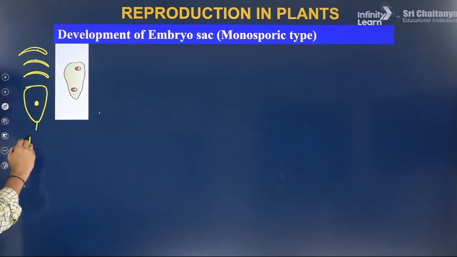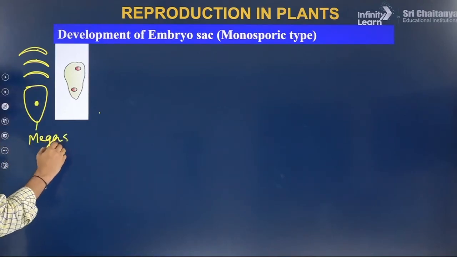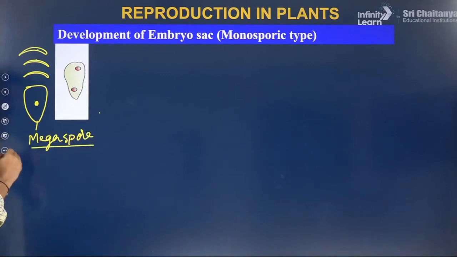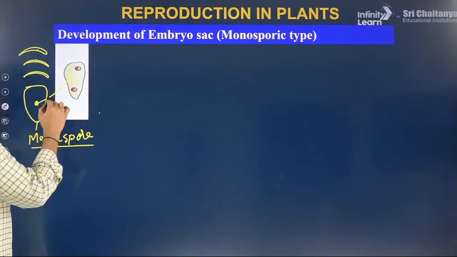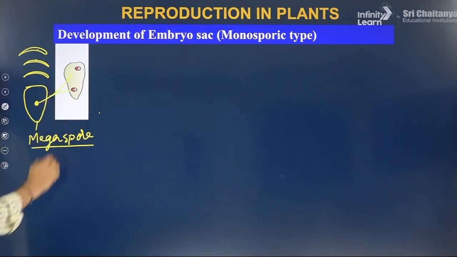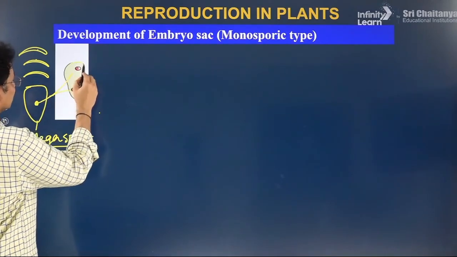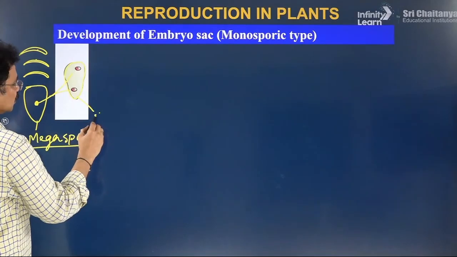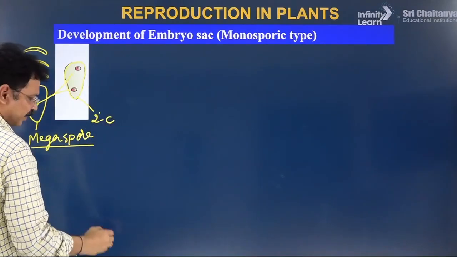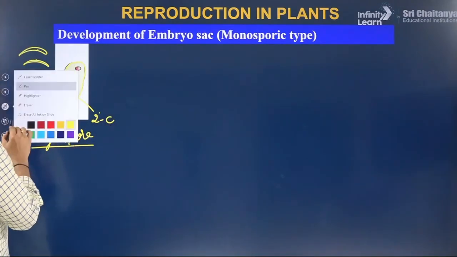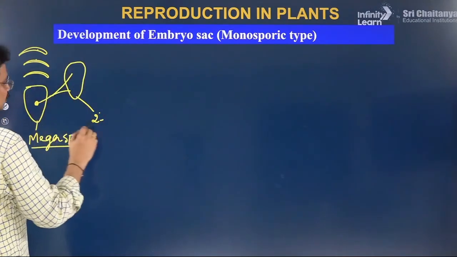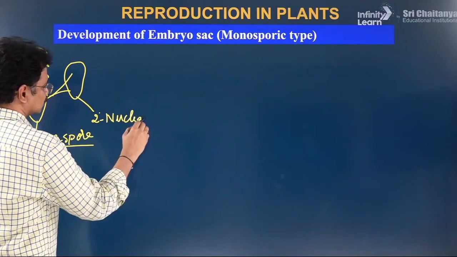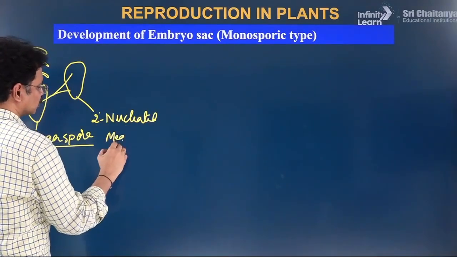The name of this cell is functional megaspore. It has a single nucleus. After one mitotic cell division, it gives rise to 2 daughter cells. Hence, this megaspore is called a binucleated megaspore.